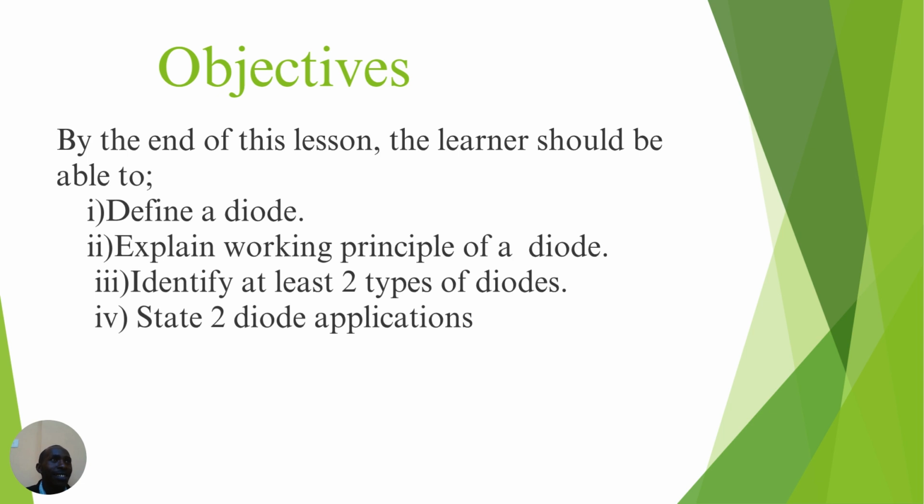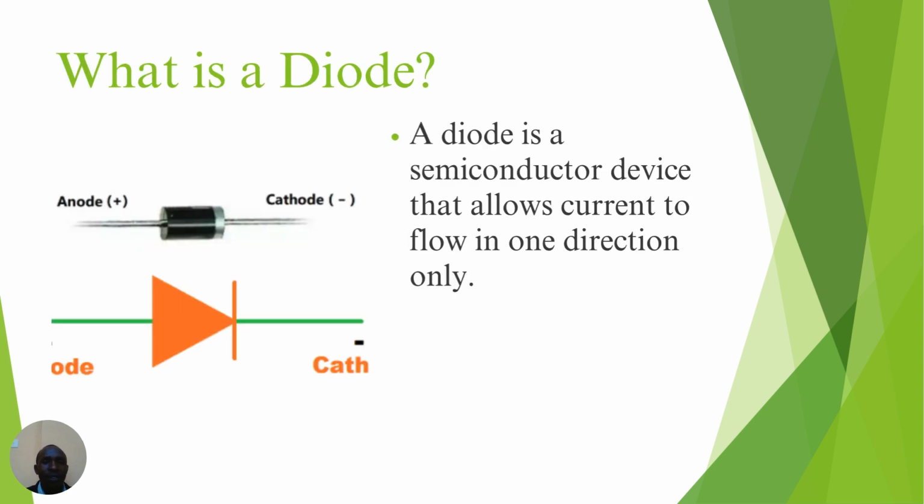And then the last and not the least objective for this class, you must be able to state at least two applications of a diode. You state where you think diode is used. So let's start with defining what's a diode.